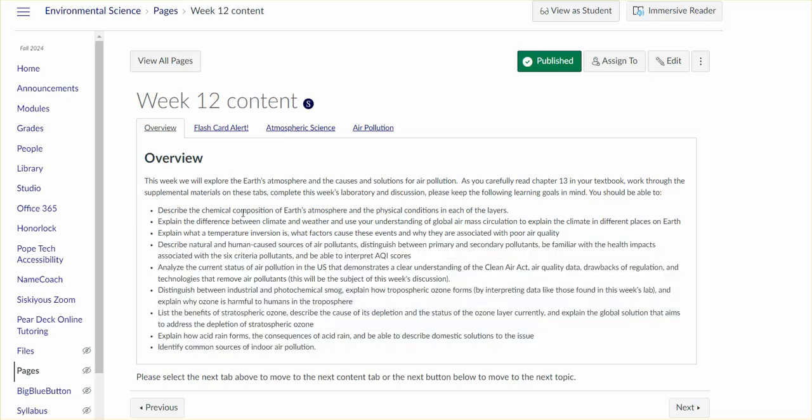So you can find more information about the atmospheric science on this tab. This information is meant to supplement what's in the book to help you meet those first 3 learning objectives. And then on the air pollution tab, there's information to help supplement what's in the book that relates to the last 6 learning objectives.